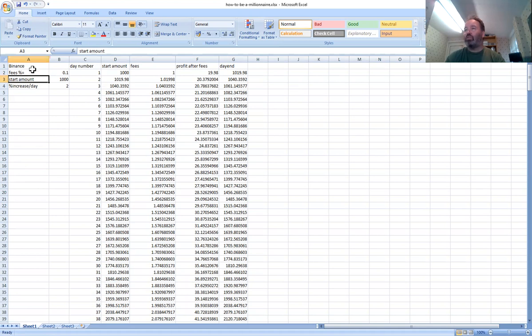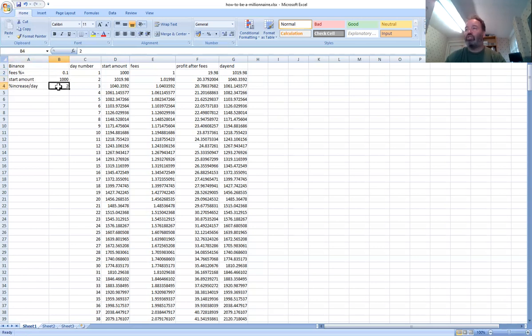So if you have a look at the spreadsheet, on Binance, the fees are 0.1%. So that's assuming we don't have the BNB coin to bring our fees down. So let's just assume we don't have that. And we're going to trade in, say, USDT, okay, the Tether. And we're going to start with $1,000.